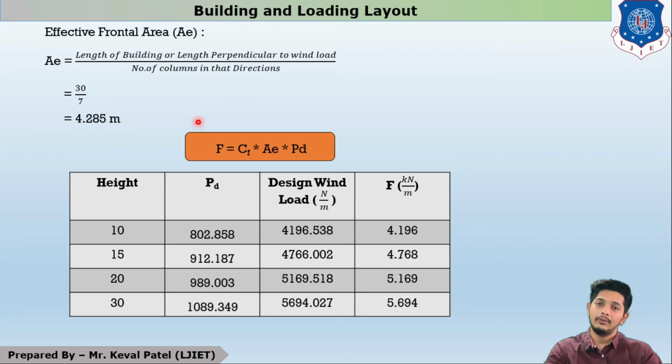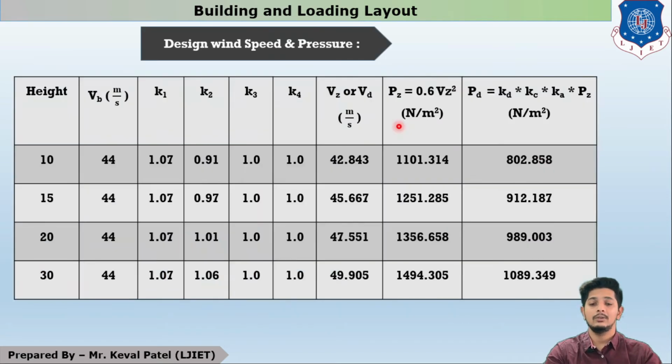Now I have the formula of F: CF, AE and PD. I have all three values, but PD is different for every height. That is why I have to take it in a tabular form, and this table is prepared. Height for 10, 15, 20 and 30 as previous. PD is also taken as previous values from this table.